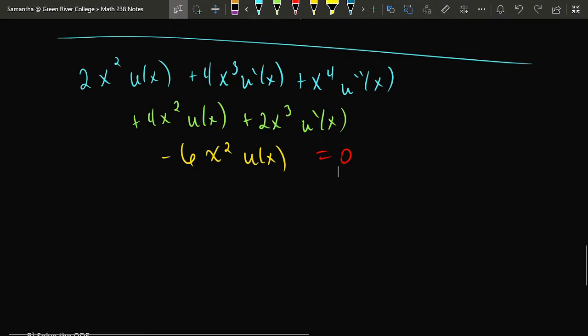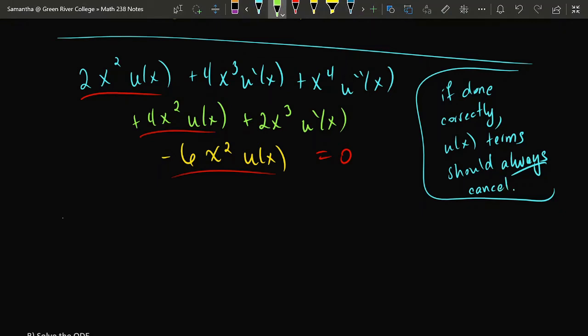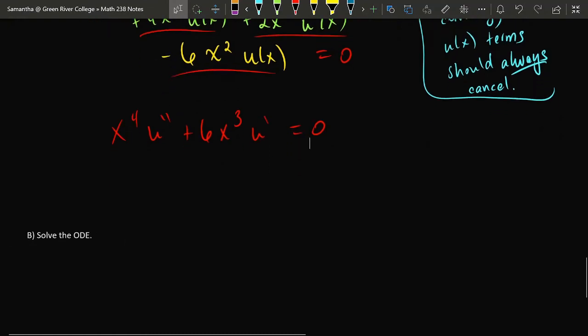Now check out what's happened with these u of x terms. We have a plus 2x squared u of x, a plus 4x squared u of x, and a -6x squared u of x. So those three terms actually cancel out. And I'll give you a hint: if you've done reduction of order correctly, that should always happen. We also have some like terms here, the 4x cubed u prime and the 2x cubed u prime. So in total we have x to the 4th u double prime plus 6x cubed u prime equals 0. And if we cancel out the spare x's, then we get x u double prime plus 6 u prime is equal to 0.